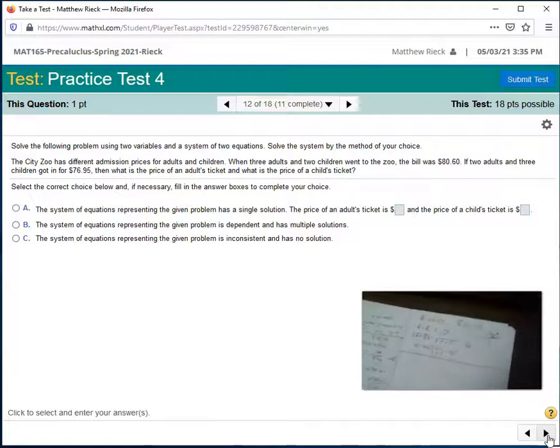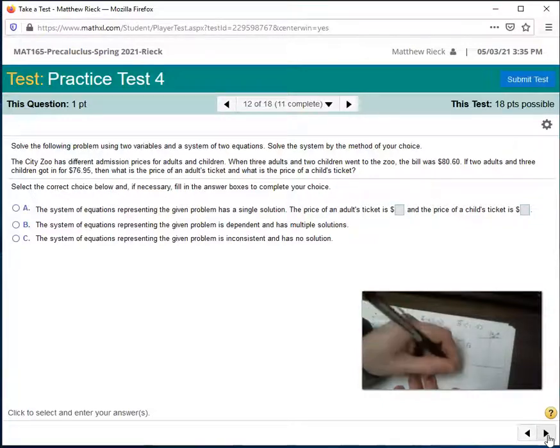After this, we kind of took a step forward and talked about systems of equations. So this is dealing with solving a system of equations. So to solve the following problem using two variables in a system of two equations, solve this system by the method of choice. So again, that means that you can either use substitution or elimination. The method doesn't really matter too much. All right, so you have a city zoo has different admission prices for adults and children. So when 3 adults and 2 children visit the zoo, all right, so we have 3 adults plus 2 children. The bill is going to be $80.60.